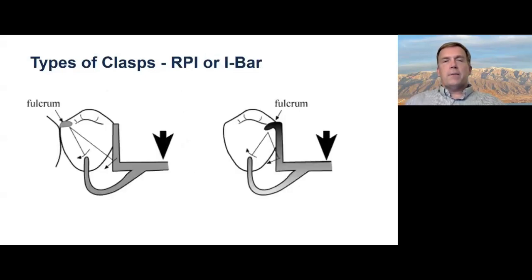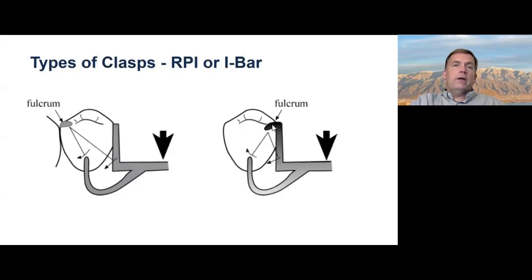And last but not least, we want to talk about an I bar. A lot of times, these RPIs, we use them in aesthetic situations, but really what they're designed for is free end cases. So we always want this kind of clasp to be directly mesial to a saddle area. And it's very important to keep in mind that an RPI always has a mesial rest. And here's why. When the patient bites down on this partial, with the rest on the mesial, this can move a little bit without torquing the tooth very much.